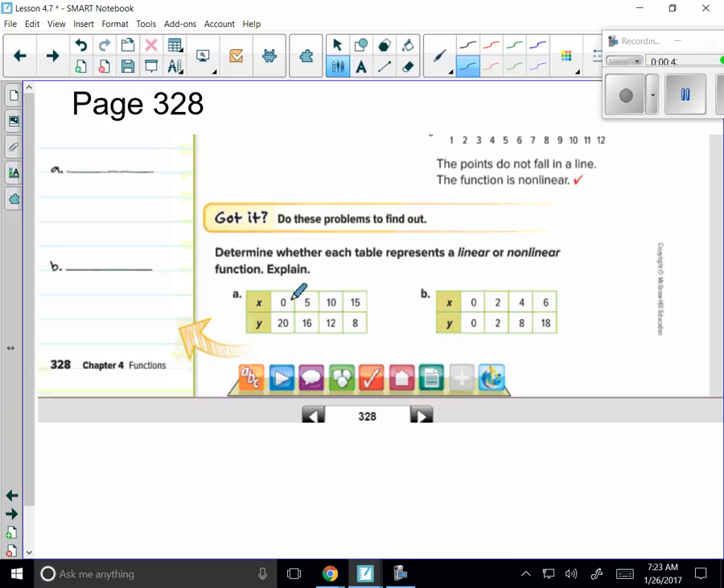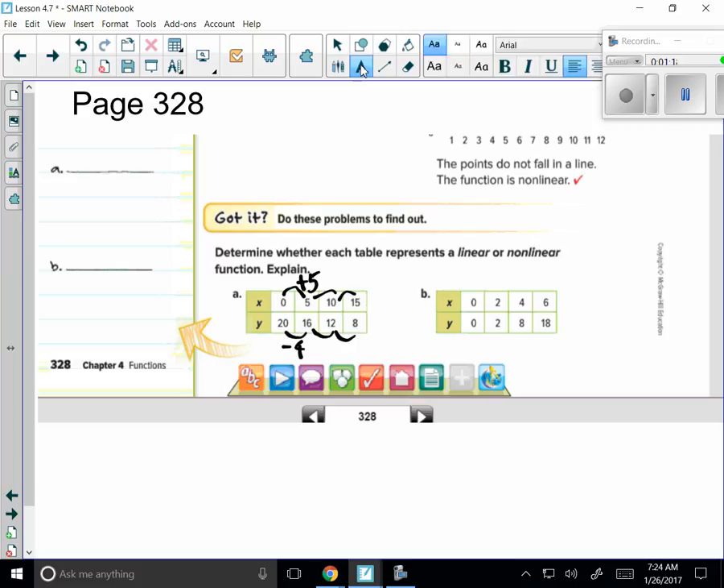I do that by looking at my table, and I think, how do I get from 0 to 5? I'm doing plus 5. From 5 to 10 is also plus 5. From 10 to 15 is plus 5. So this whole top is the same. It's all constant. It's all adding 5 each time they go up. Now, at the bottom here, I have 20 to 16. This time we're going down, so I'm going minus 4. And then 16 to 12, I'm also subtracting 4. And then 12 to 8, I am also subtracting 4. So all of the bottom is also the same.